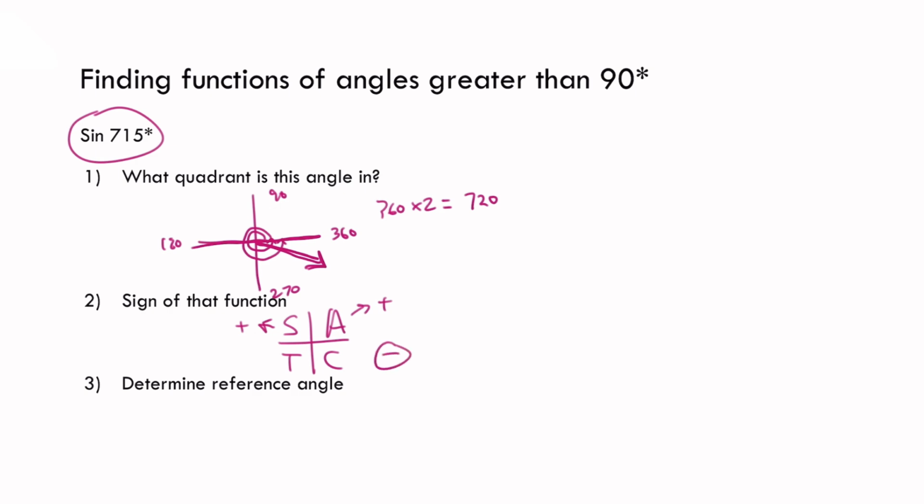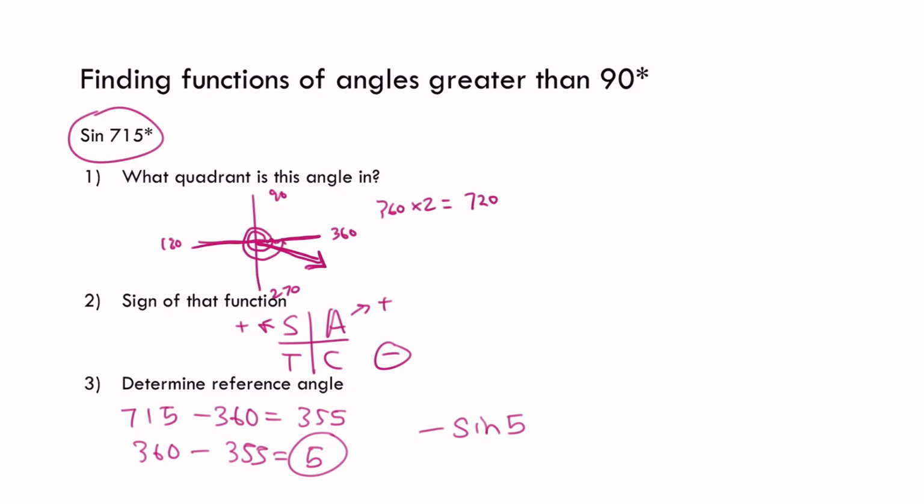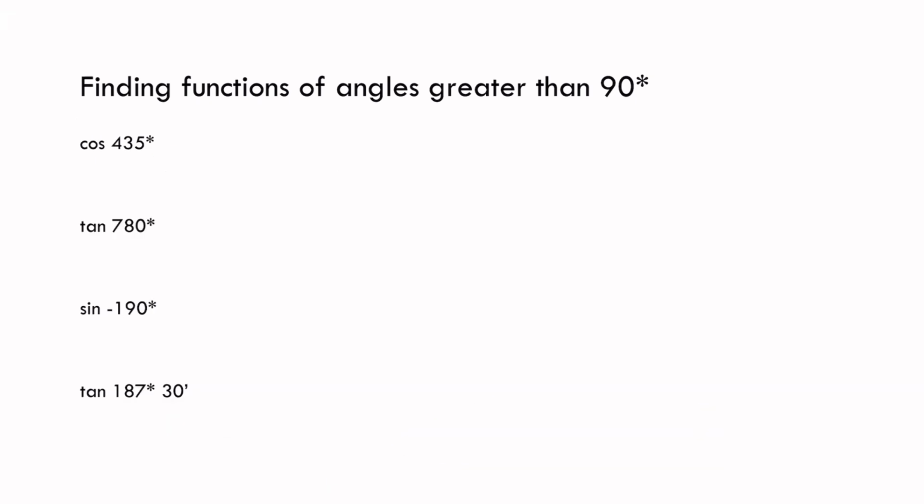Now we have to determine the reference angle. We can do 715 minus 360, which is equal to 355. And 355 is pretty close to 360, so we can just do 360 minus 355 to give us 5. So the reference angle is going to be 5. We know that since it's in the fourth quadrant and it's sine, it's going to be negative. So negative sine 5 is going to be equal to around negative 0.0872.